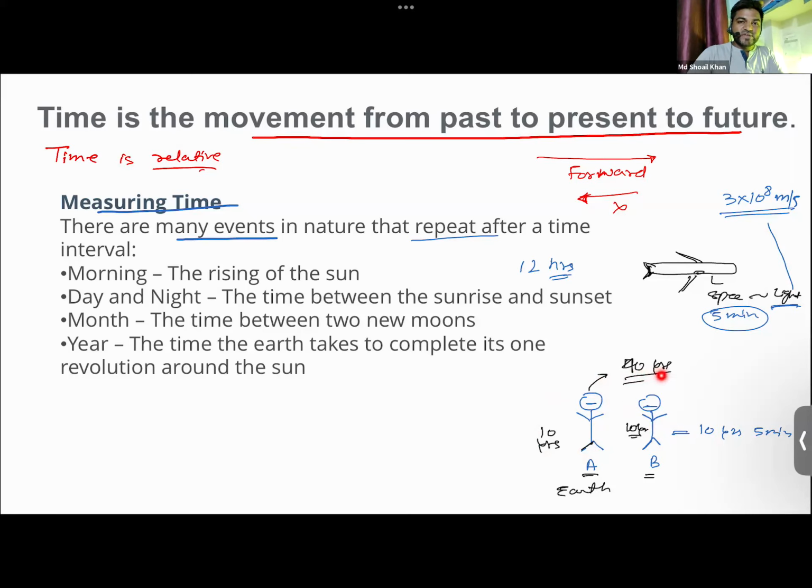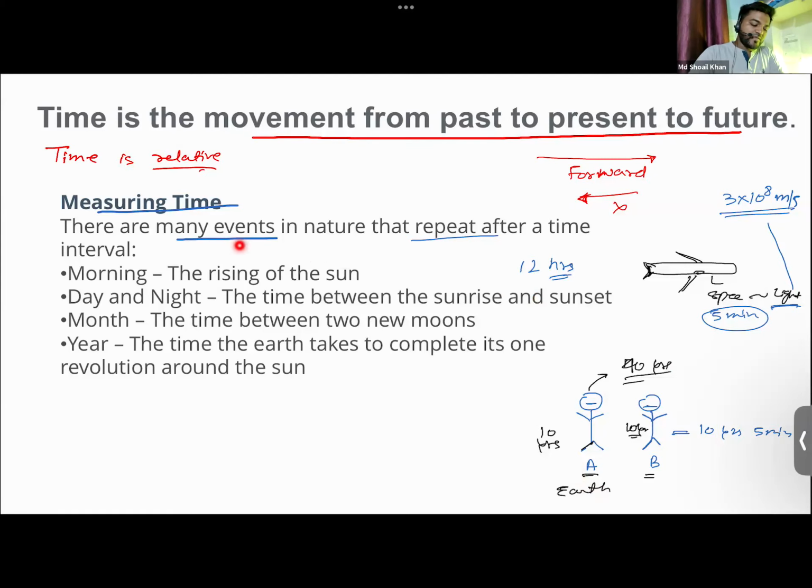So thereby we see that time is a relative concept. For boy B, time moved at a fast speed, but for the boy here on Earth, time moved very slowly. So that's why he aged 40 years. Is it clear? Yes, sir.